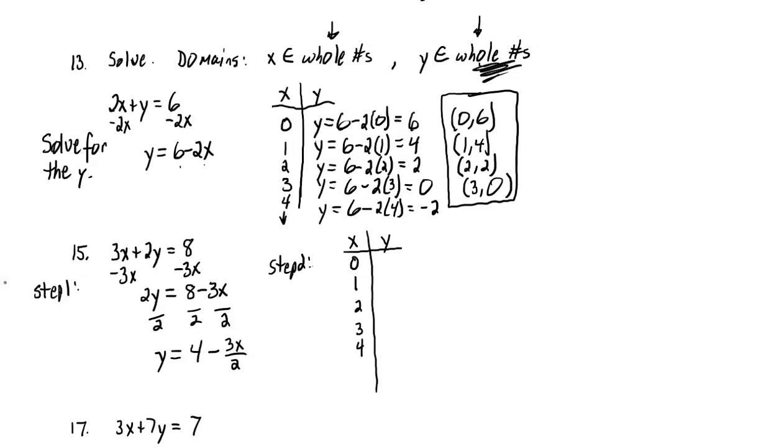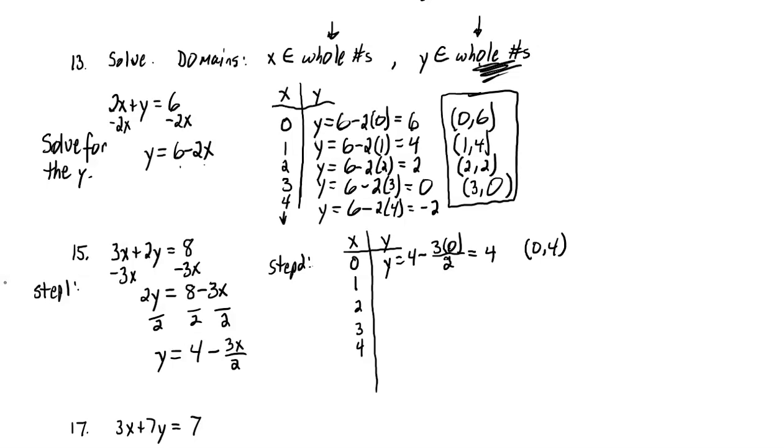Okay, so to get y, we figured out that we're going to go 4 minus 3 times x, all over 2. Well, what if x is 0? What does this make? 3 times 0 is 0. 0 divided by 2 is 0. And 4 take away 0 is 4. And that is a whole number. So 0 for x and 4 for y is one of the solutions.